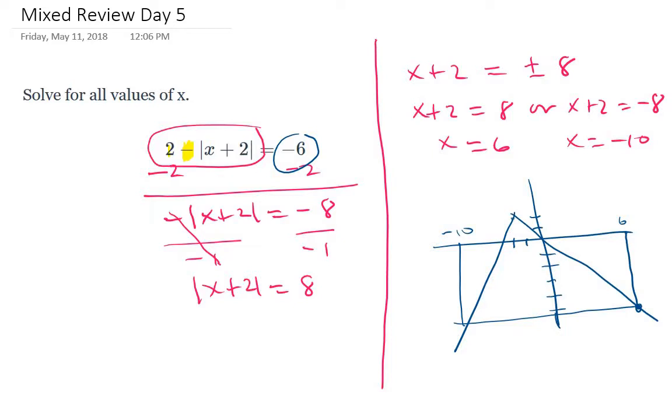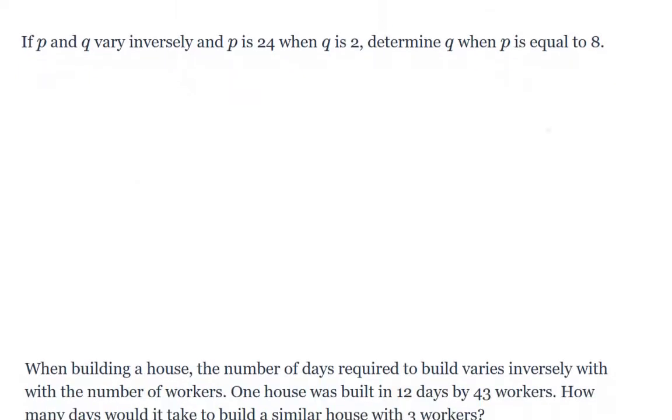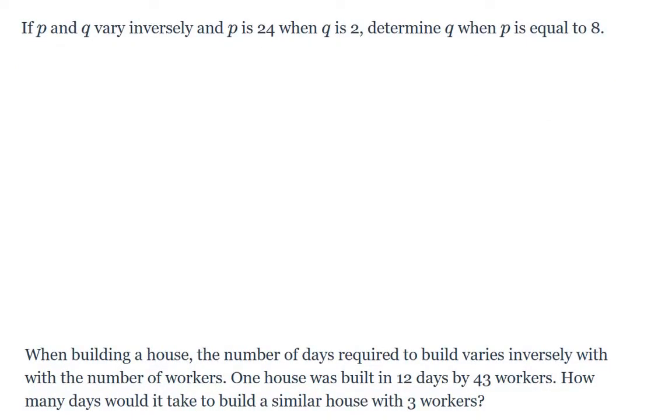All right, the next set of problems has to do with variation. In this example, you have P and Q vary inversely. All right, so that means that the product P times Q must be equal to a constant number. How do we find that number? We are given an initial value of P and Q. So when you multiply 24 times 2, you will get 48.